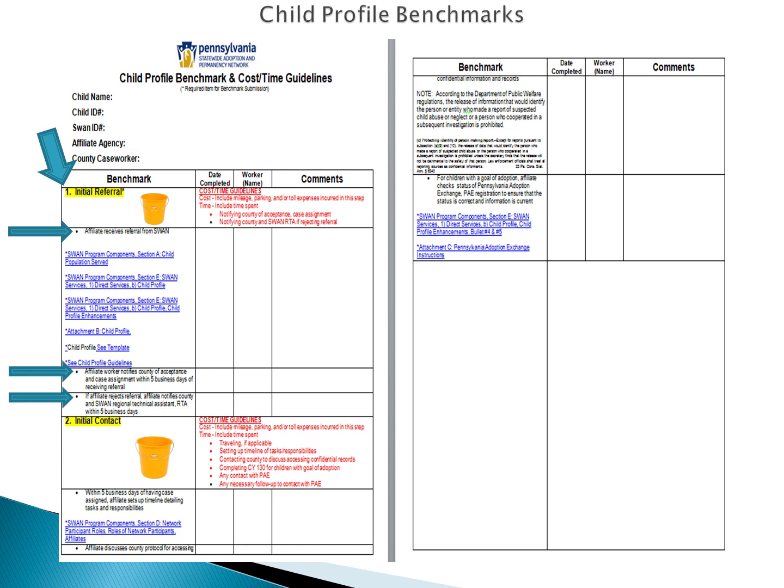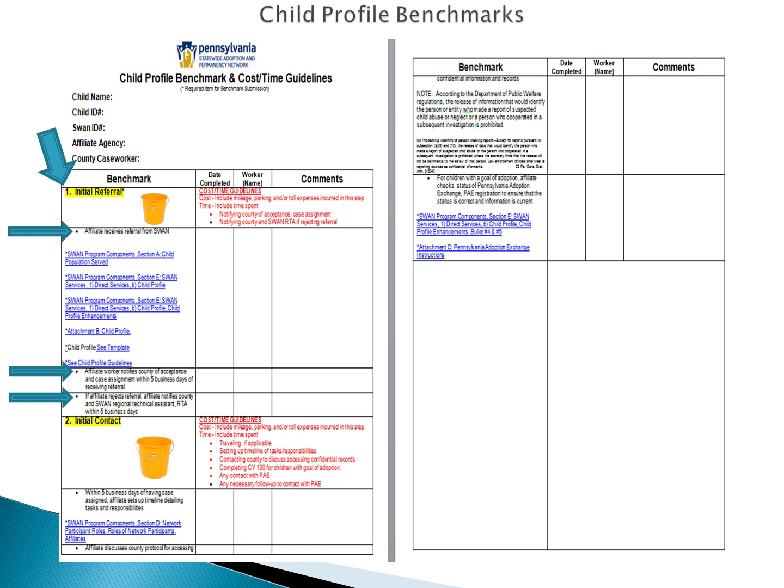Now that we understand the structure of the SWAN benchmarks, we will go through each unit of service and discuss the actions to capture within the main numeric step or buckets when completing each SWAN unit of service. We will start with child profile benchmarks.